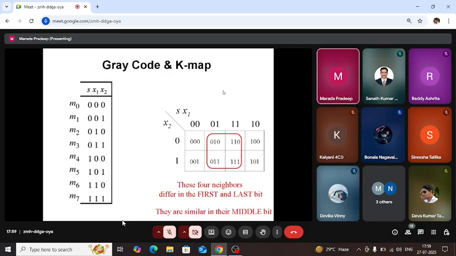Here, see, 0 1 0 and 1 1 0. These two are adjacent. Next, 0 1 0 and 0 1 1. These two are adjacent. Next, 0 1 1 and 1 1 1, these two are adjacent. Next, 1 1 0 and 1 1 1, these two are adjacent. I already told you grouping should always be in powers of two. So I grouped like this.